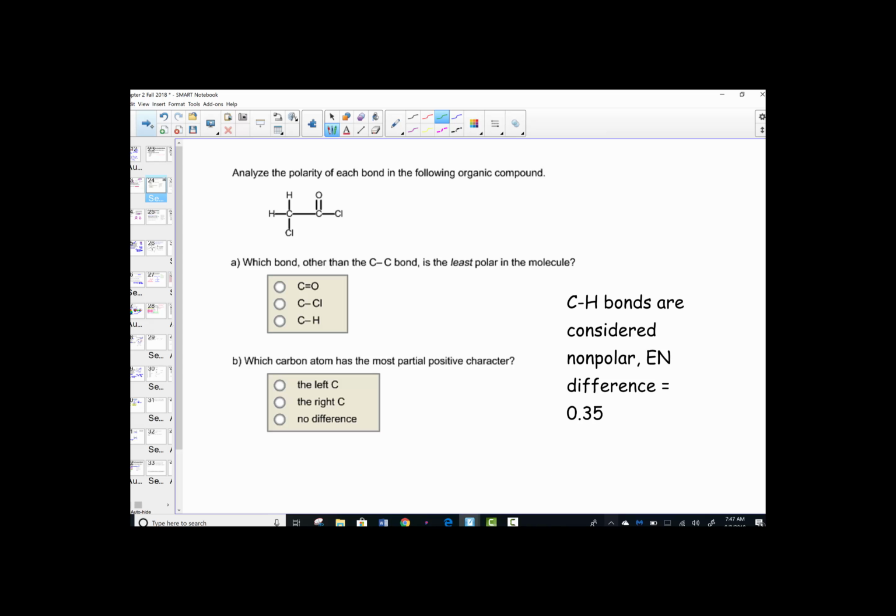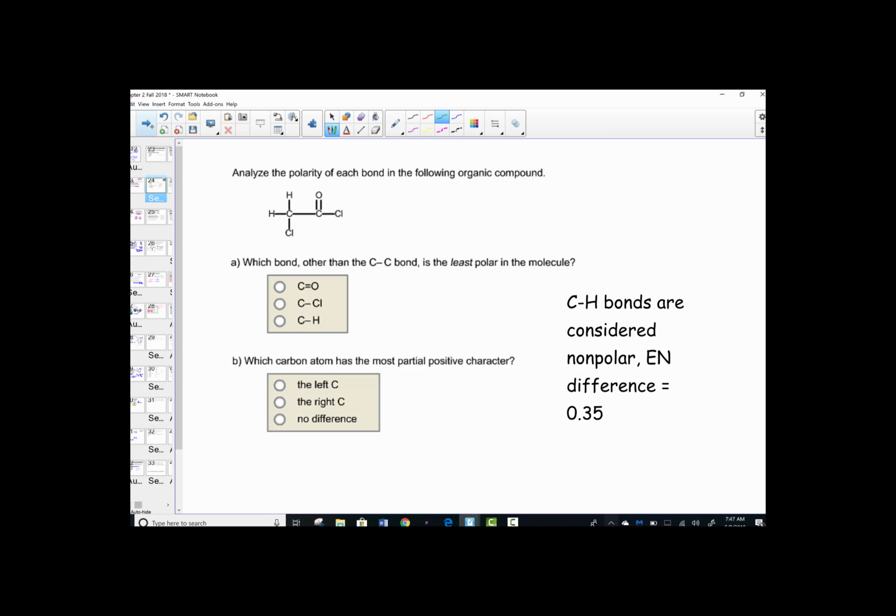Here's an example from our homework. It says, analyze the polarity of each bond in the following organic compound. So we have a structure with two carbons. We have a halogen, chlorine, and an oxygen on the second carbon. We have two hydrogens and a halogen on the first carbon. So which bond, other than the CC bond, because CC would have a dipole moment of absolutely 0, is the least polar in the molecule?